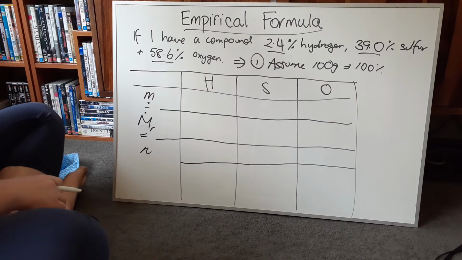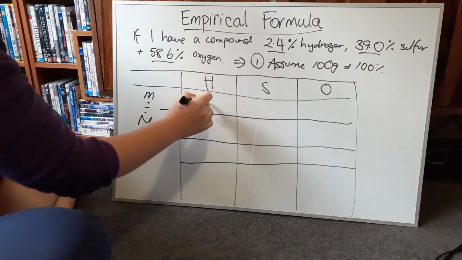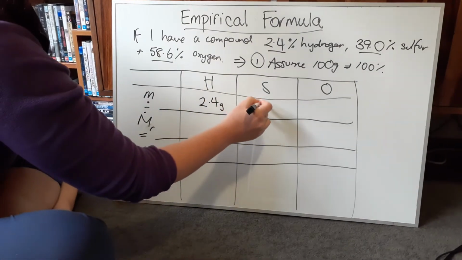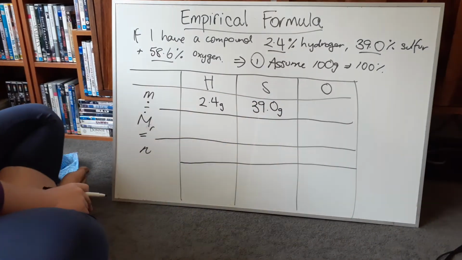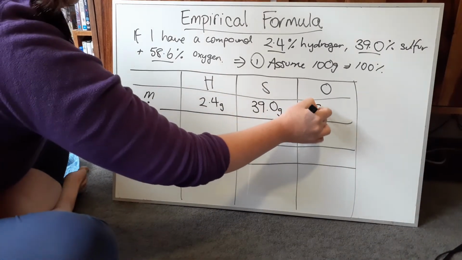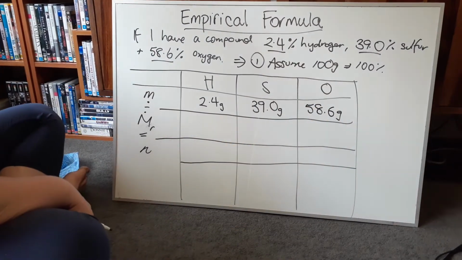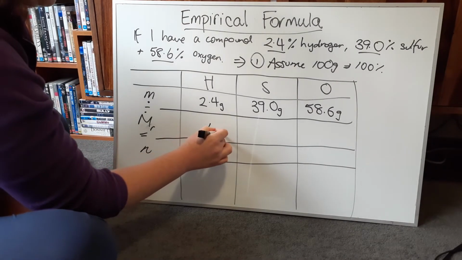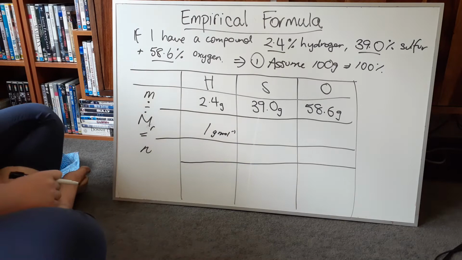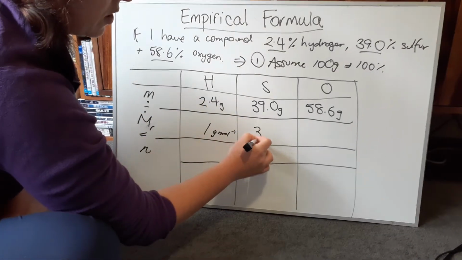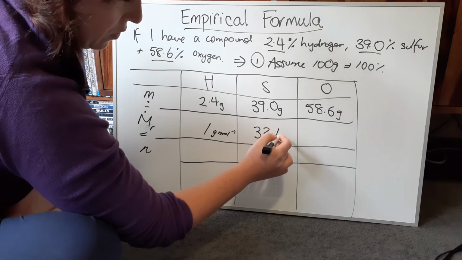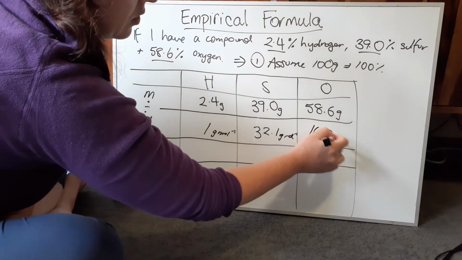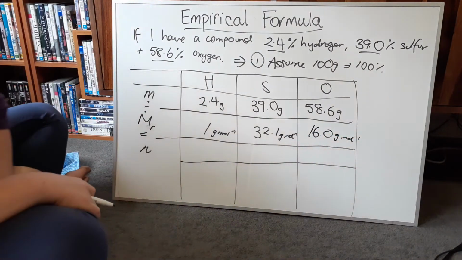So if I'm assuming 100 grams, I'm going to have 2.4 grams of hydrogen, 39.0 grams of sulfur, and 58.6 grams of oxygen. The molecular mass of each of these things is, for hydrogen, 1 gram per mole, 32.1 grams per mole for the sulfur, and 16 grams per mole for the oxygen.